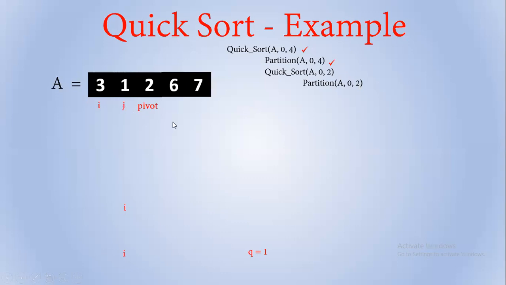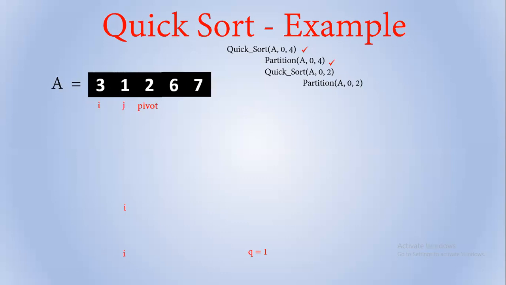Now we have to go inside that while loop. While J is greater than I. J is 1, I is 0, so okay, J is greater than I. So it will check whether A[I] is less than pivot. Is A[I] less than pivot? No. A[0] is 3, pivot is 2. So 3 is not less than 2, so it will not be satisfied.